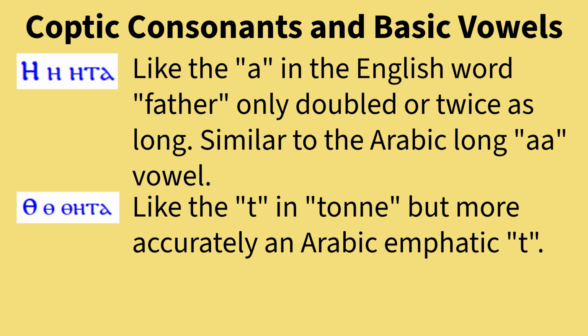We then have the letter ⲱ. This is something like the T in ton. There's not really an exact or specific emphatic T in English. It's more accurately an Arabic emphatic t, as opposed to the unemphatic t. It's not a sound we have in English, so it's not always easy to replicate it exactly correctly.